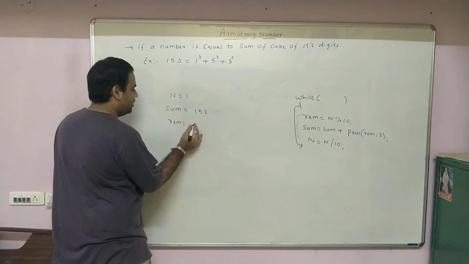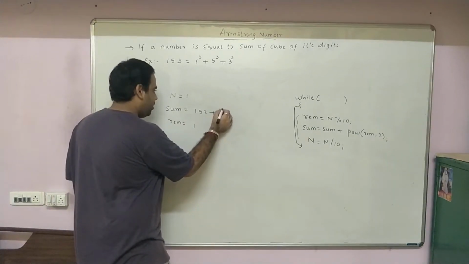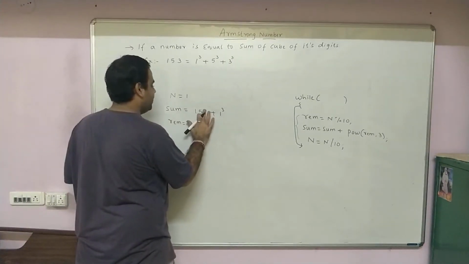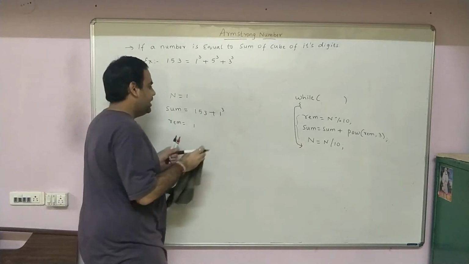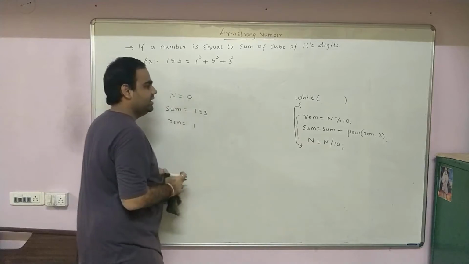1 modulo 10 is nothing but 1. Sum is equal to sum plus power of remainder comma 3, it is 1 cube. 152 plus 1 cube is nothing but 153. And the next statement is n divided by 10. 1 divided by 10 is 0.